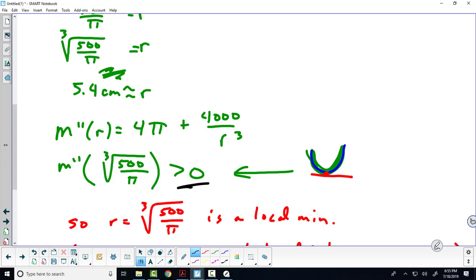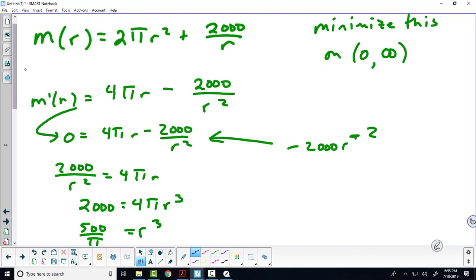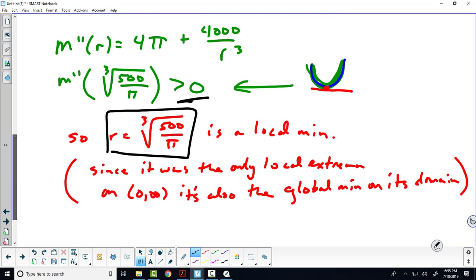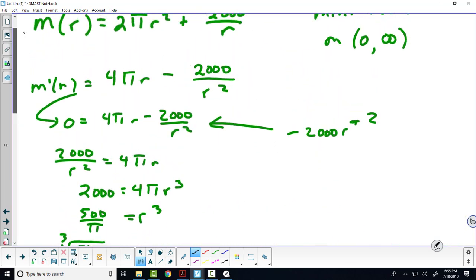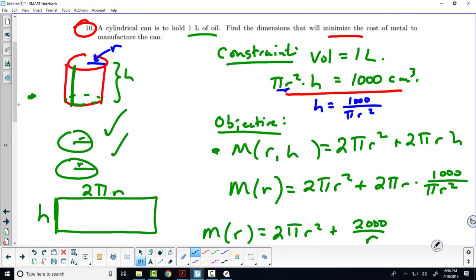All right. So, ATFQ, did we answer the question? No. What was the question? Give the dimensions. So we found the R value that's going to give us the global minimum, but what else do we need? The height. Oops, I didn't do it here. Boy, I sure wish I had an equation for H in terms of R. Oh, I will have always done that in the process of solving for the constraint.